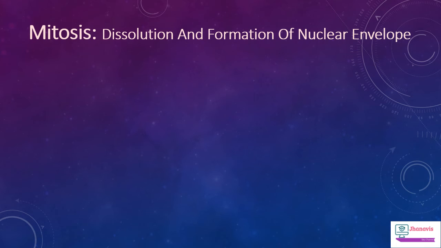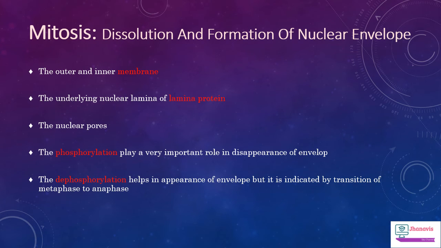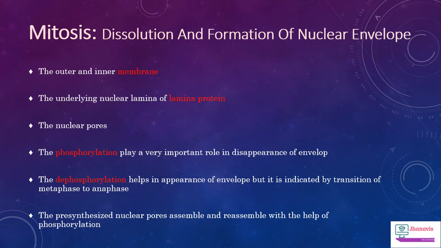Dissolution and formation of the nuclear envelope during mitosis. The outer and inner membranes of the nuclear membrane disappear. The underlying nuclear lamina disappears. The nuclear pores are formed. Phosphorylation and dephosphorylation play a very important role in the disappearing and development of the envelope. The pre-synthesized nuclear pores assemble and reassemble with the help of phosphorylation. Hence, all this is carried out with the help of the M promoting factor.